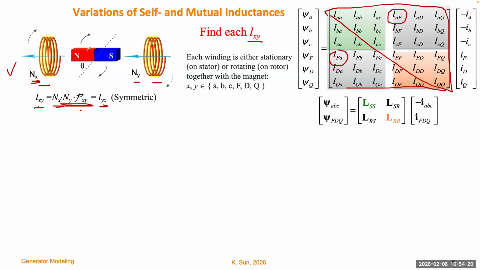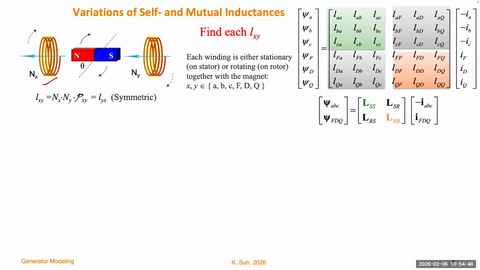So if this winding represents the stator winding, and the left winding represents the rotor winding, which means winding X and this rotor together will revolve, they will move together. That's one case. If both windings represent stator windings, they don't move. The rotor itself will rotate. That's the second scenario.